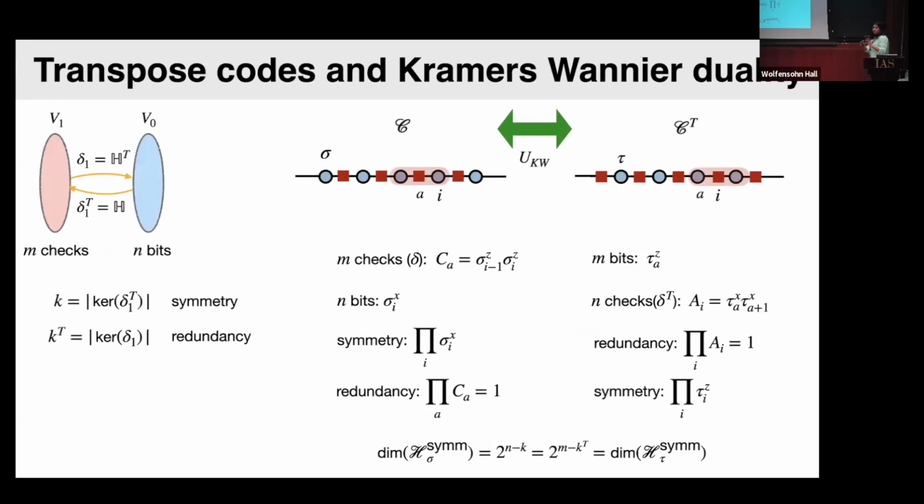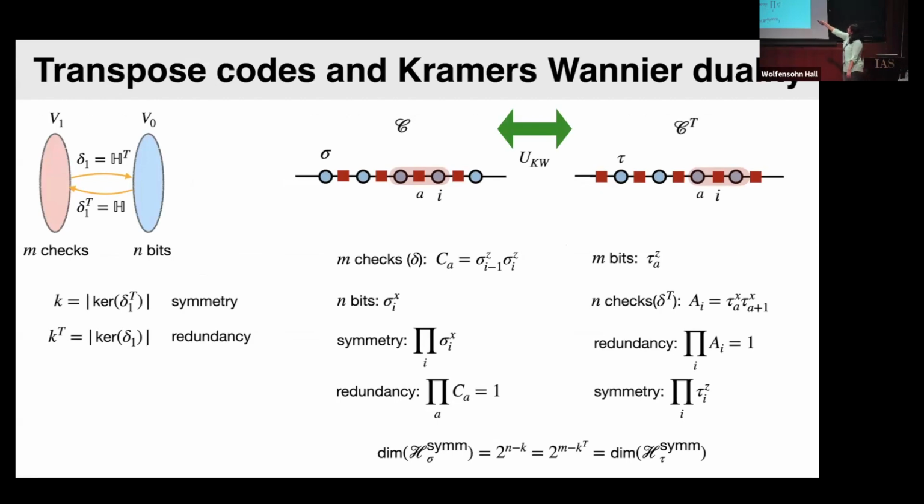So this is great, and this delta and delta transpose that I showed you should hopefully remind you of some of the things that you learned in Shohang's lectures. Because what you can see now is that what this transpose map is doing is it's just taking you from bits to checks and checks to bits. So this is nothing more than a Kramers-Wannier duality.